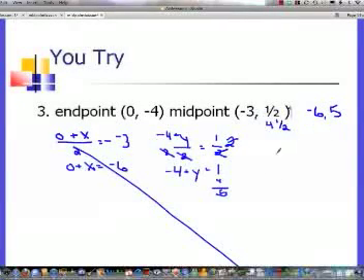Woo! So either way, if you like the algebra way, do it this way. If you like the counting way, do it this way. If the fractions scare you, maybe the algebra is better, because your calculator will do that. Okay? Aha! That was not hard. So let's see if you can do your homework now. Great job, guys.